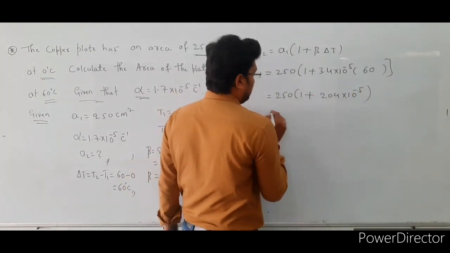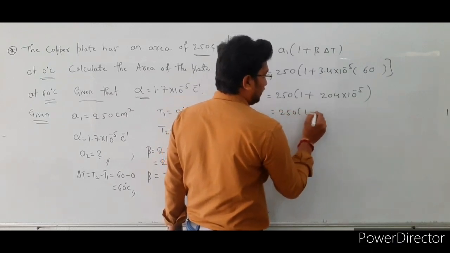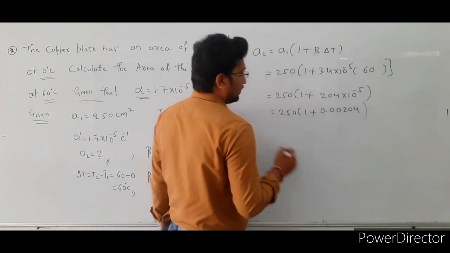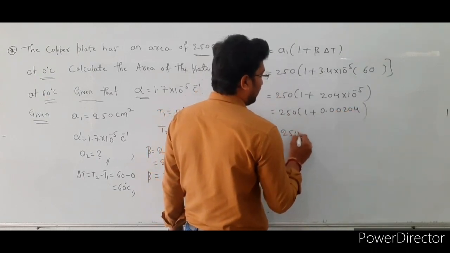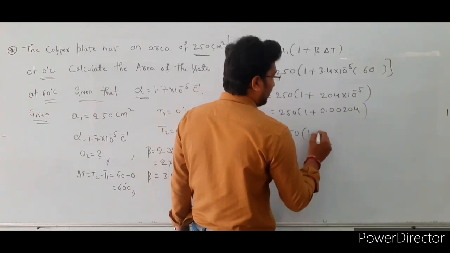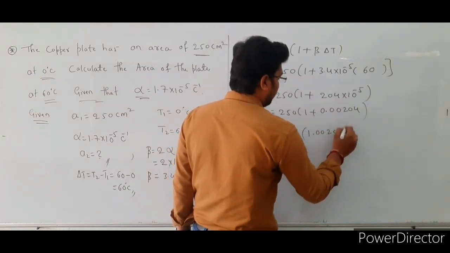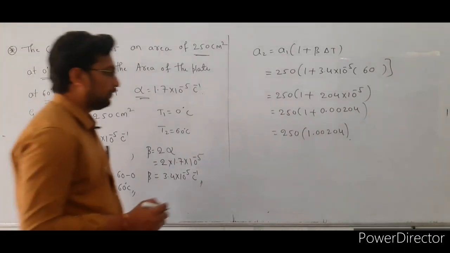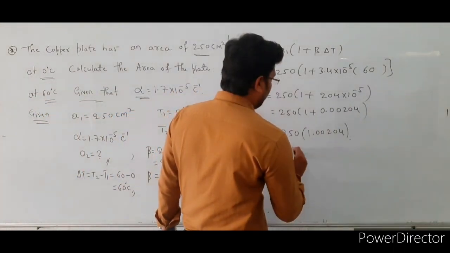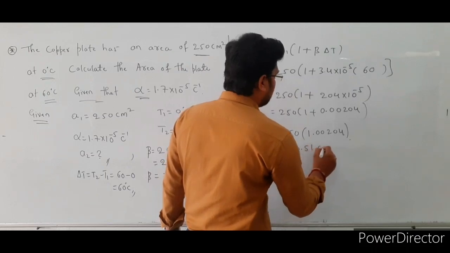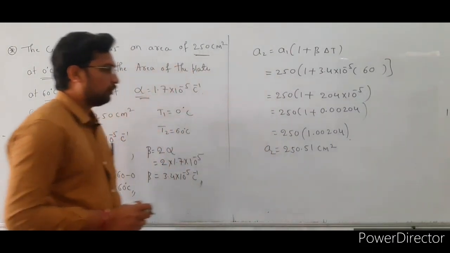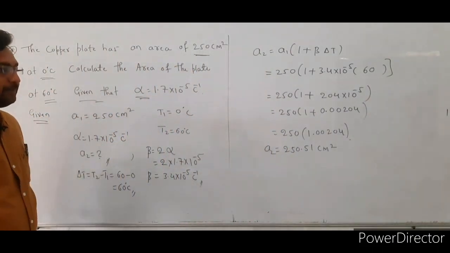So convert this value, that is 250 bracket of 1 plus 0.00204, right? So next this is equal to 250 bracket of 1.00204. So multiply this, 250 into 1.00204, its value is 250.51 centimeters square. So this is the final area, the A2 value at the temperature of 60 degrees Celsius.